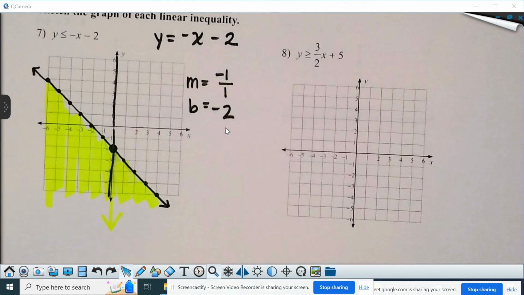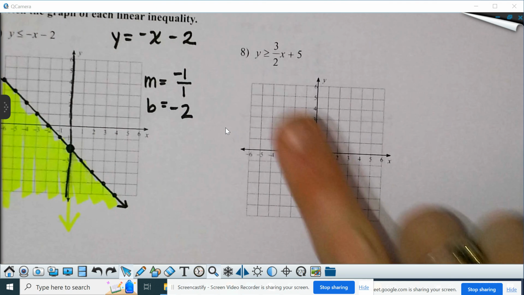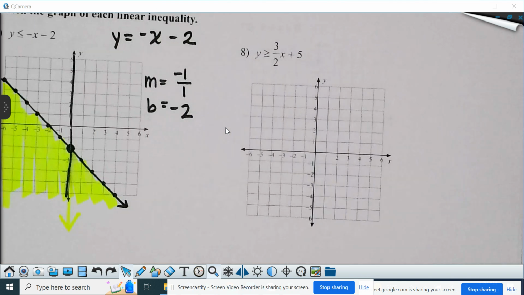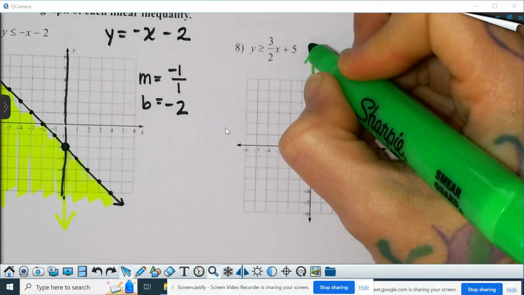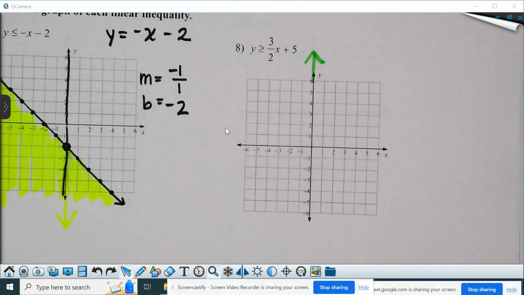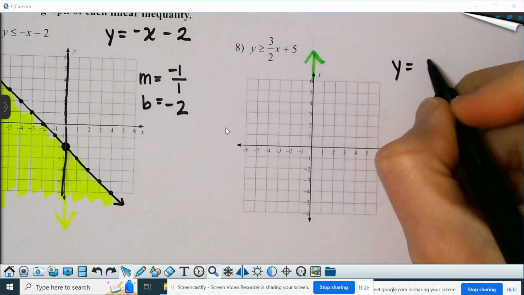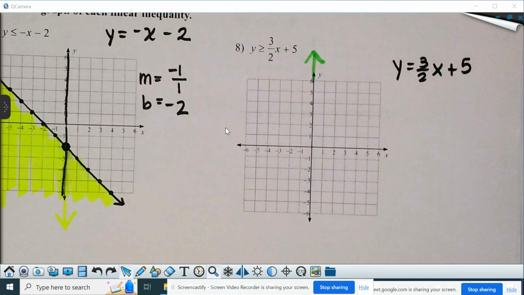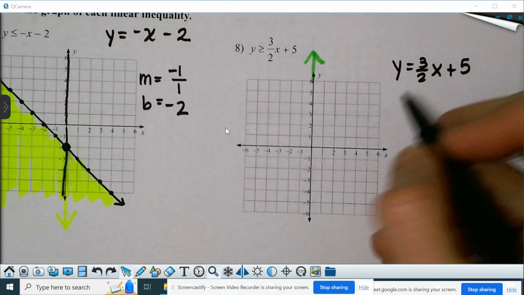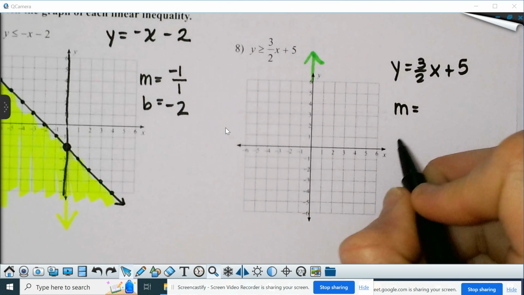So look at number 8. That's y is greater than or equal to. So is that going to be above the x-axis or below the x-axis? Greater than. Above, right. So we're going this way. And then we're going to graph our line. So looking at our equation, we're going to rewrite that equation in our mind as y equals 3/2 x plus 5. All right, boys, talk to me. What's my y-intercept of this equation? What's my b value in that equation?